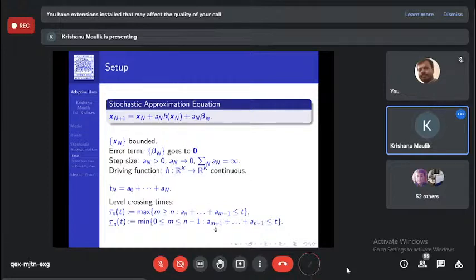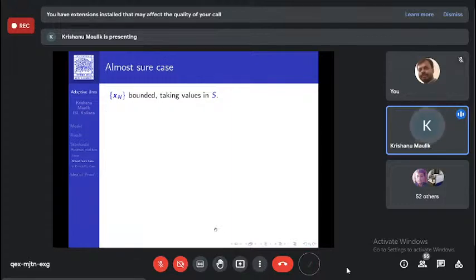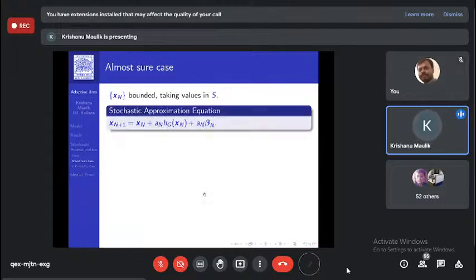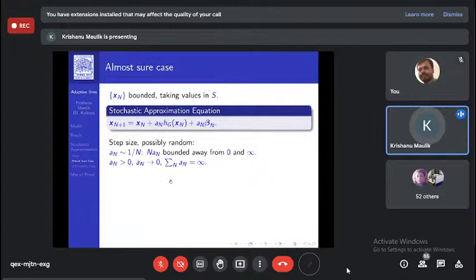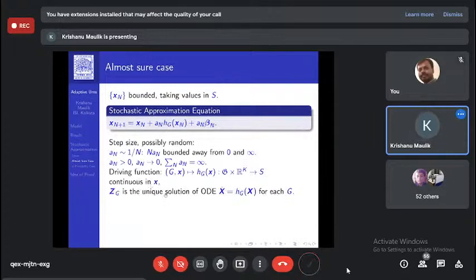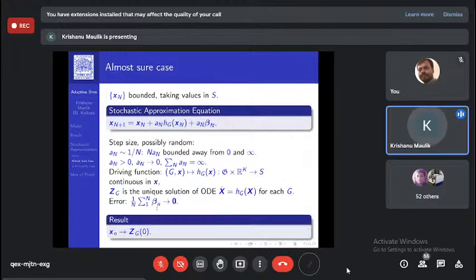Okay. And based on that, we have the almost sure case: if this ODE x dot equal to h(x) has a unique solution and the errors converge to zero in the Cesaro sense, almost surely, then Xn will converge to that unique solution evaluated at zero. And that's what I said, like this keeps on shifting.